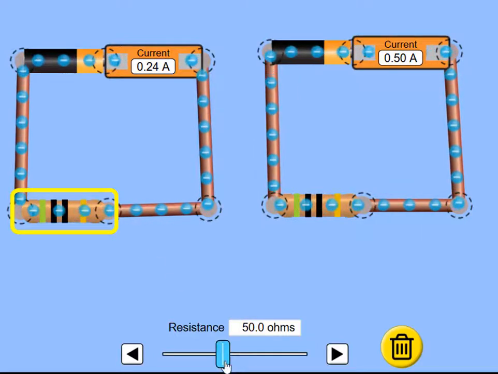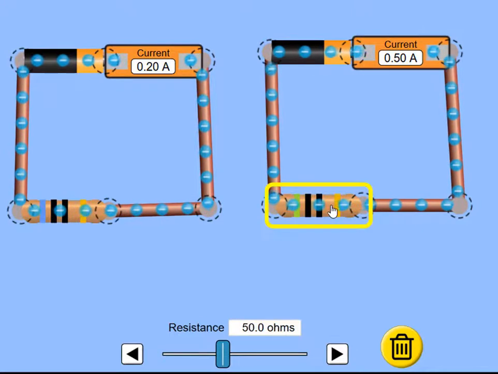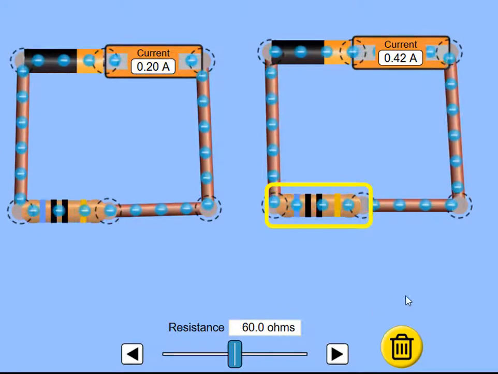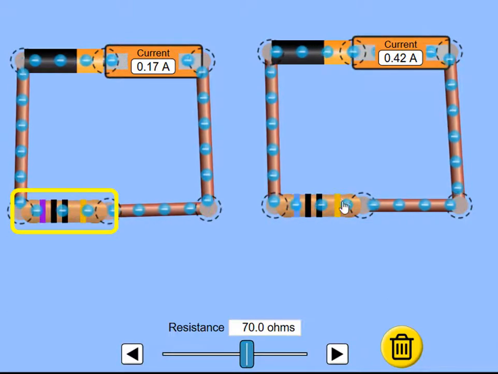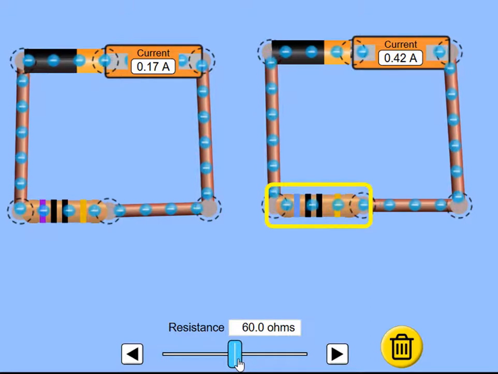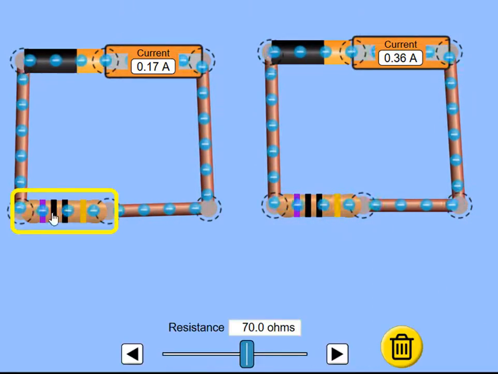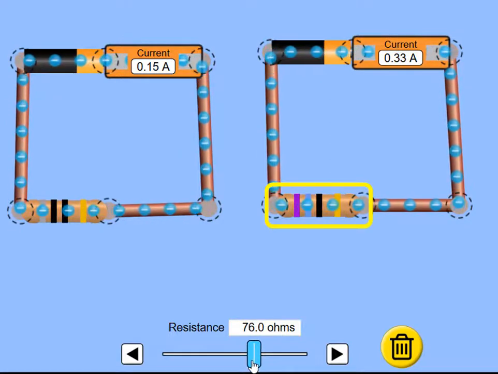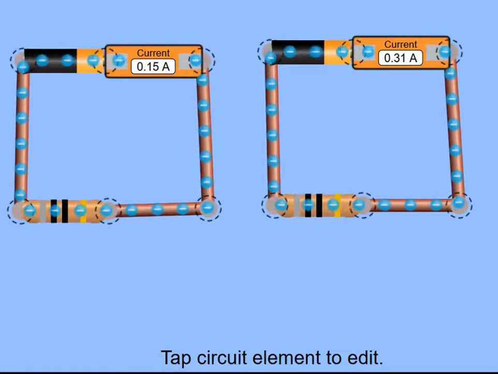Change the resistance to 60 ohms. First circuit 0.2 amps. Second circuit at 60 ohms, 0.42 amps. 70 ohms, 0.17 amps, second circuit 70 ohms, 0.36 amps. 80 ohms, 0.15 amps, and the second circuit 80 ohms, 0.31 amperes.